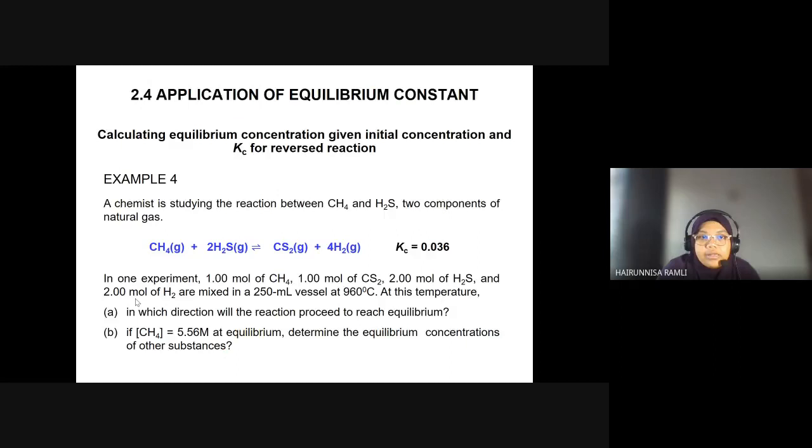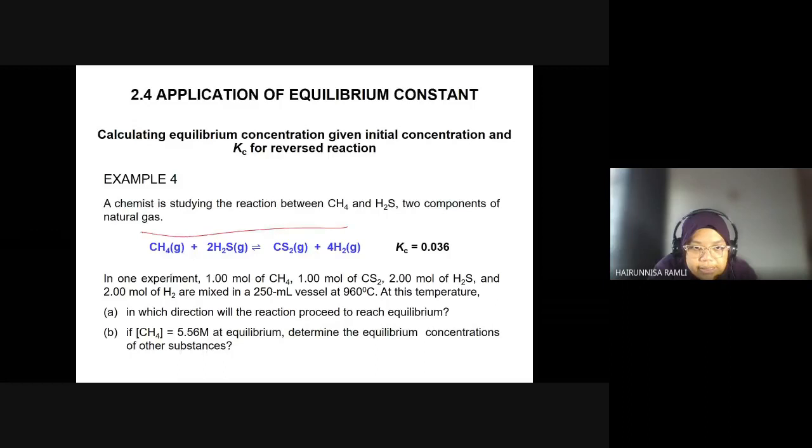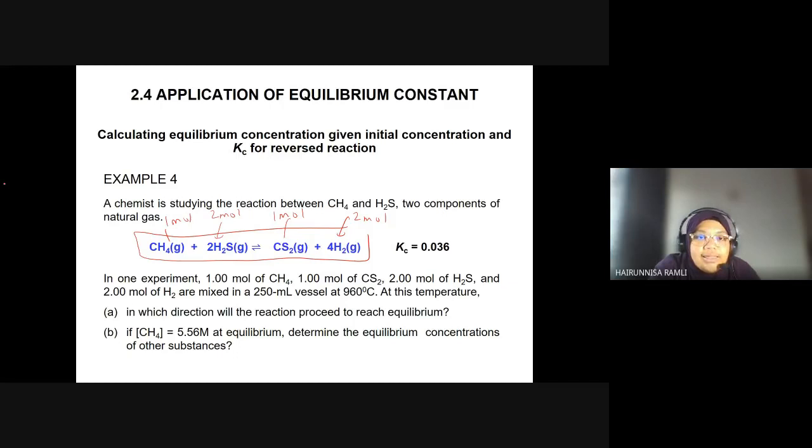Cuba kita tengok another example. Calculate equilibrium concentration given initial concentration and Kc for reverse reaction. Okay. Contohlah. In this experiment, dia kata 1 mole of CH4, 1 mole of CS2, 2 mole of H2S, 2 mole of hydrogen are mixed in vessel. Nampak tak apa beza dengan contoh sebelum ni? This example shows that in the vessel, dalam satu bekas tu, you mix all together CH4, H2S, CS2 and also hydrogen.